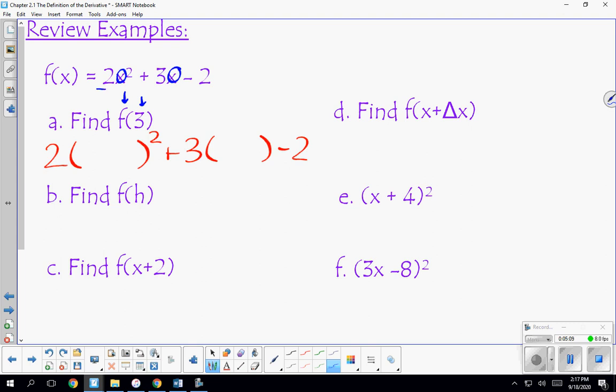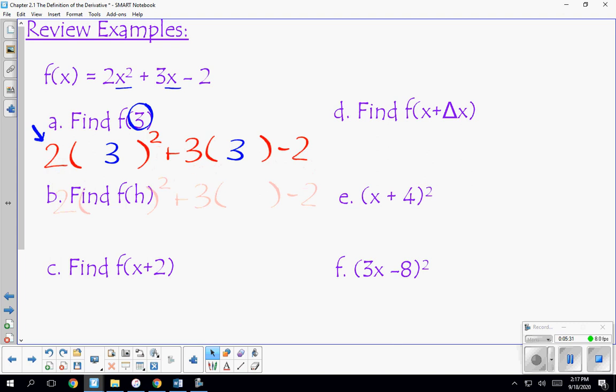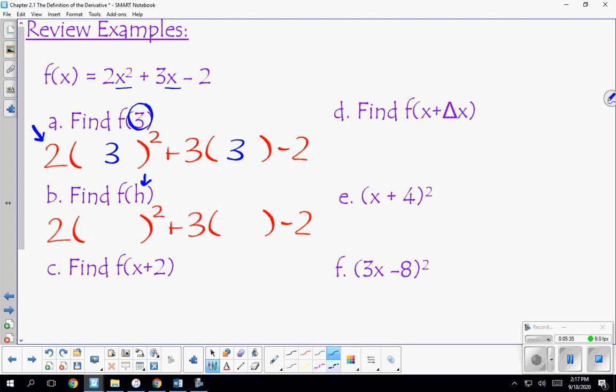And all I've done is I've copied this function right here, but instead of x, I've left blank spaces. So what we're doing with function notation is whatever they're asking me to plug in, we're replacing in these blank spots. So I plug in 3 and 3, and if I simplify, I have found f of 3. If I use that same template for example B, this says now plug in h. So I plug in h into every unknown.